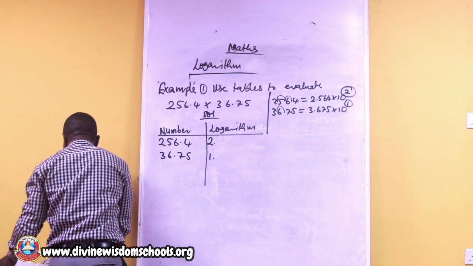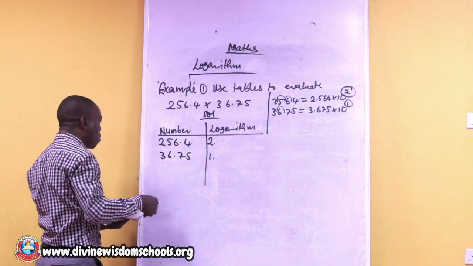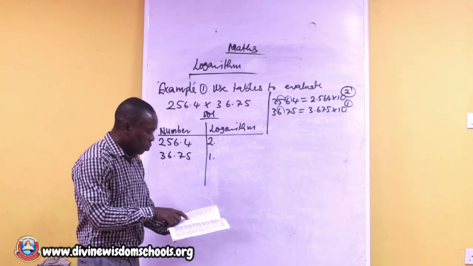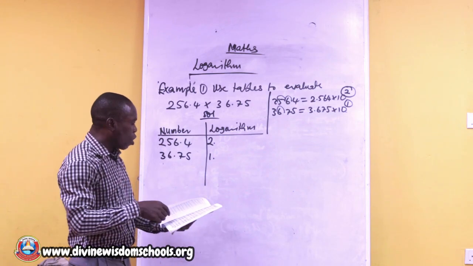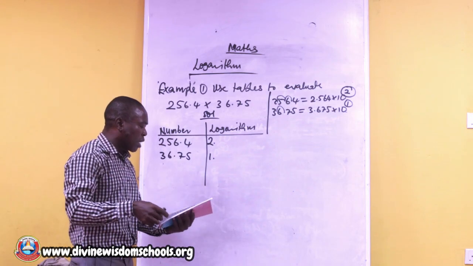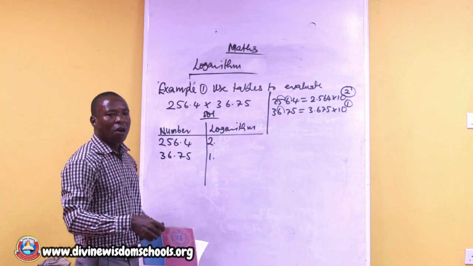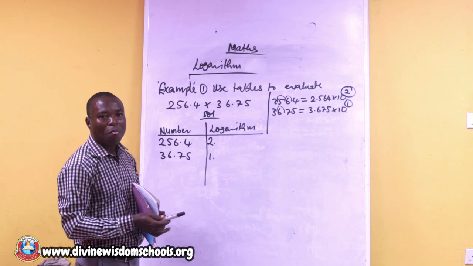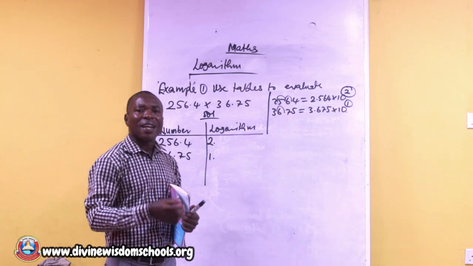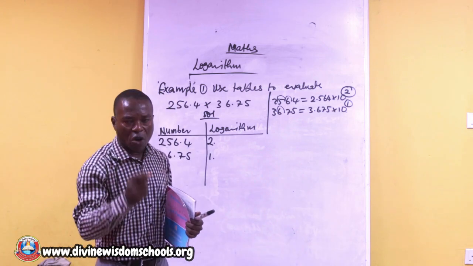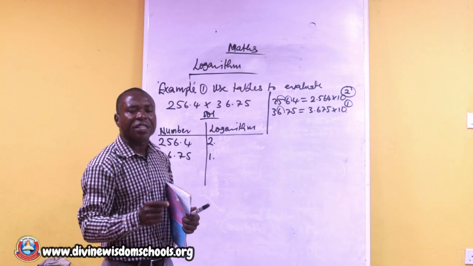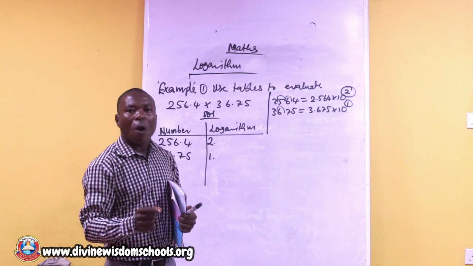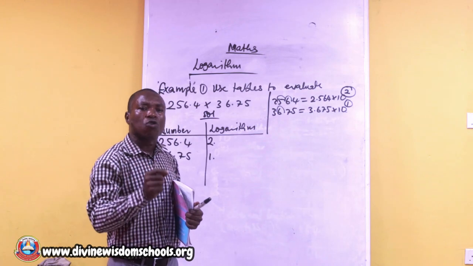Now, this will lead us to our 4-figure table. Kindly pick up your 4-figure table now. So we are going to be looking at the logarithm part, logarithm of numbers. Now, you have to understand that we have 2 types of logarithm. We have what we call the natural logarithm and the common logarithm. The natural logarithm is the logarithm to base e, while the common logarithm is the logarithm to base 10.